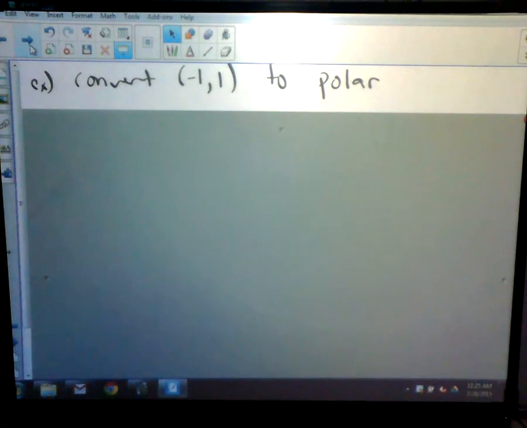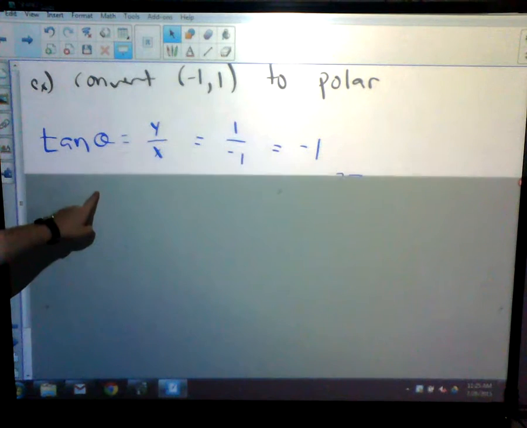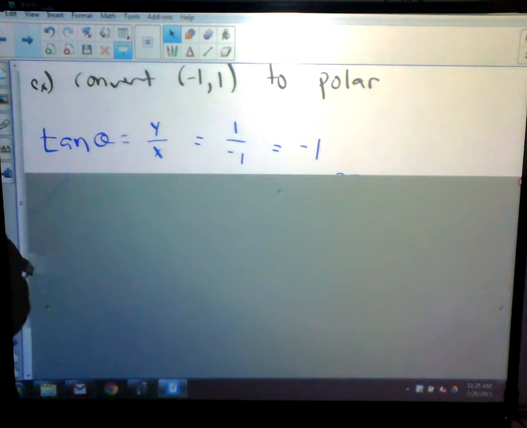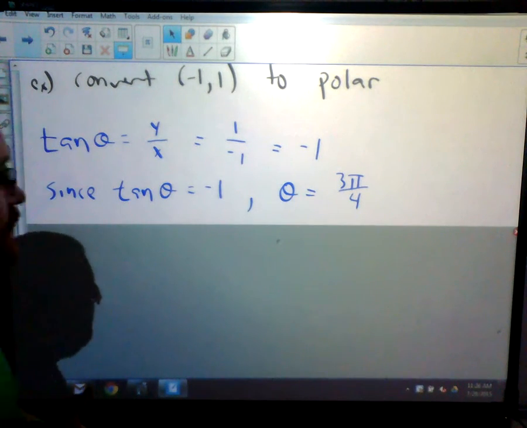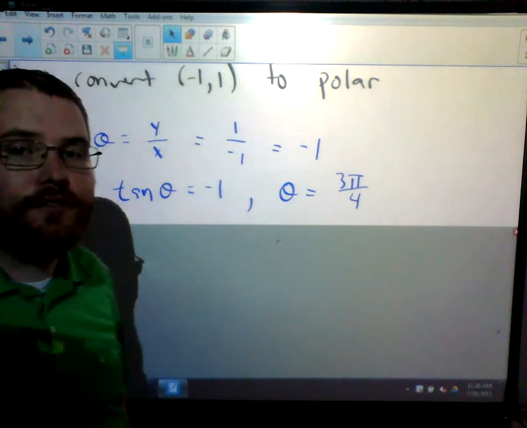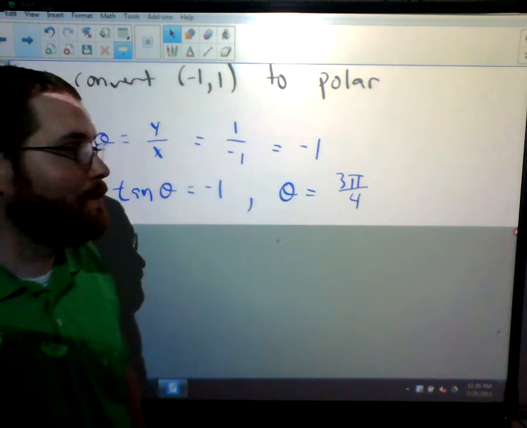But how about if we go backwards? So there's a coordinate in rectangular form. Let's convert it to polar. So the first thing I need to know is that tangent of theta is equal to y over x. So 1 over negative 1. So negative 1. So tangent of theta is negative 1. When is tangent of theta negative 1? What angle has a tangent of negative 1? 3 pi over 4. Yeah, you have to know your unit circle.